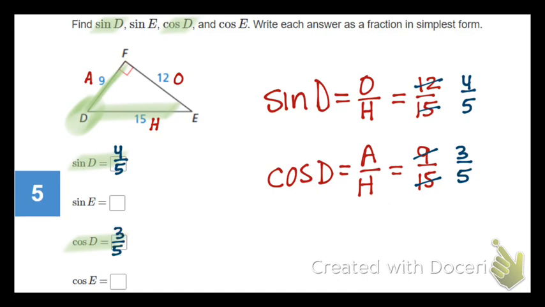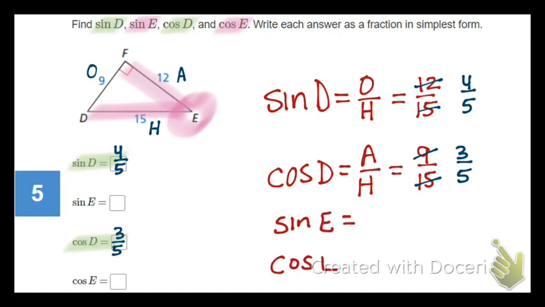To answer the remaining parts of this problem, finding the sine of E and the cosine of E, we're going to need to erase our work on the triangle, because now instead of having D as our reference angle, we will have E as our reference angle. So E is our reference angle. Those two sides make up angle E. The longer of the two is the hypotenuse, the shorter of the two is the adjacent, and the 9 is the opposite. Now we're going to try to find the sine of E and the cosine of E.